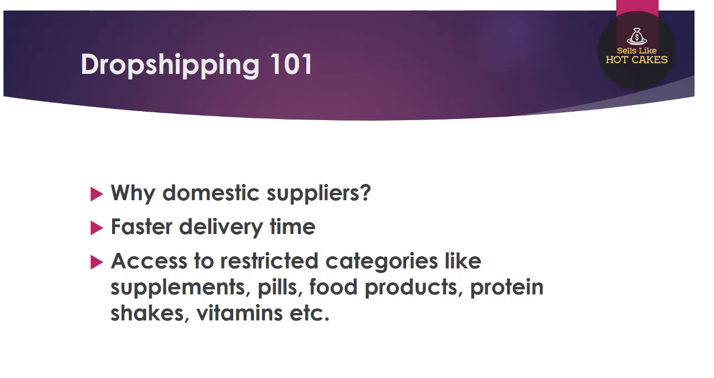Moreover, you can get access to restricted categories like supplements, food products, pills, protein shakes, vitamins. You get the idea. We have a special video about ungating those categories. Obviously, you wouldn't drop ship this kind of product from China. However, if they are produced and shipped inside the United States, then it's totally okay for you because they already got certified by all the necessary certification and they have passed all the quality checks and laboratory tests, so you don't need to worry about this. I hope this makes sense.